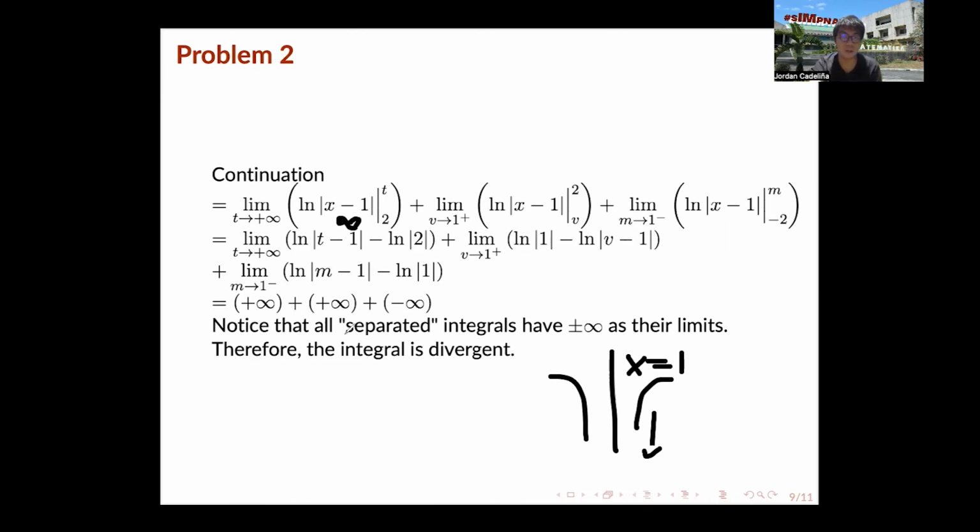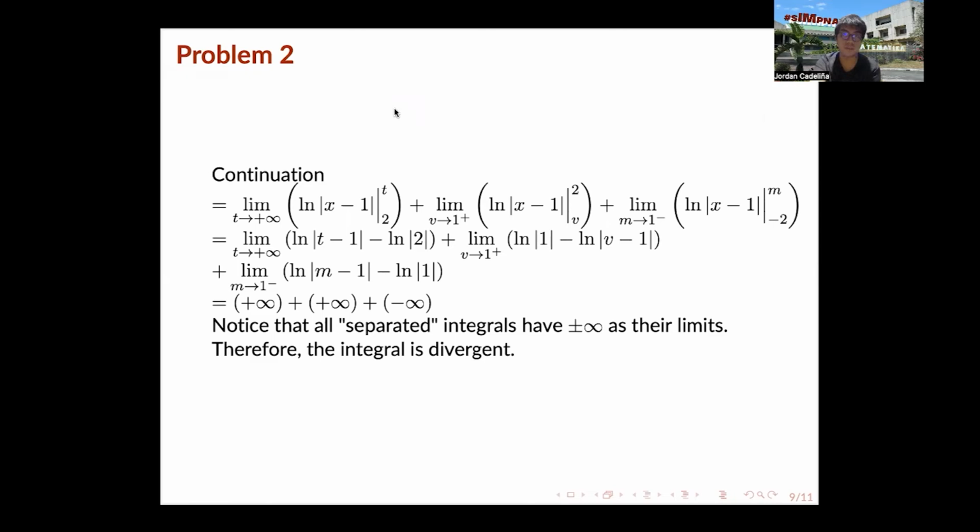So notice that all our separated integrals have positive or negative infinity as their limits. Makikita naman dito sa solution. Therefore, the integral is divergent. So ibig sabihin walang value since puro infinity yung mga limits niya.